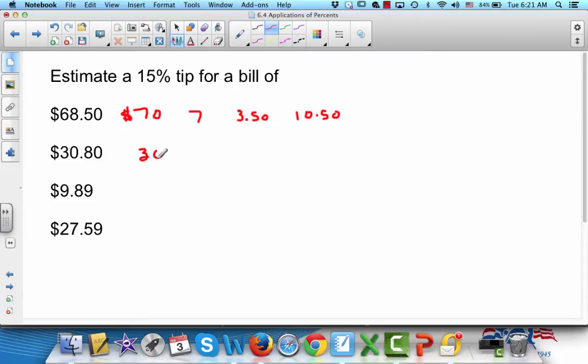Okay? So now we've got $30.80. Round that to 30. 10% of 30 is 3. And then half of 3 is $1.50. We add those together and we get $4.50.